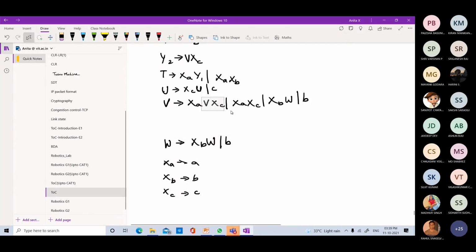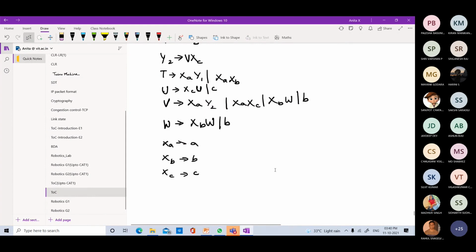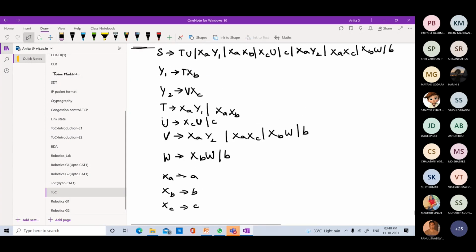And then here you can see there is a deviation. If there is a deviation, what should I do? That's Xa, Y2. We already substituted Y2, right? Yes, it's already there. So Y2 derives XbXc. That's it. Are you clear with this? So here you can see now all the productions are in Chomsky normal form.